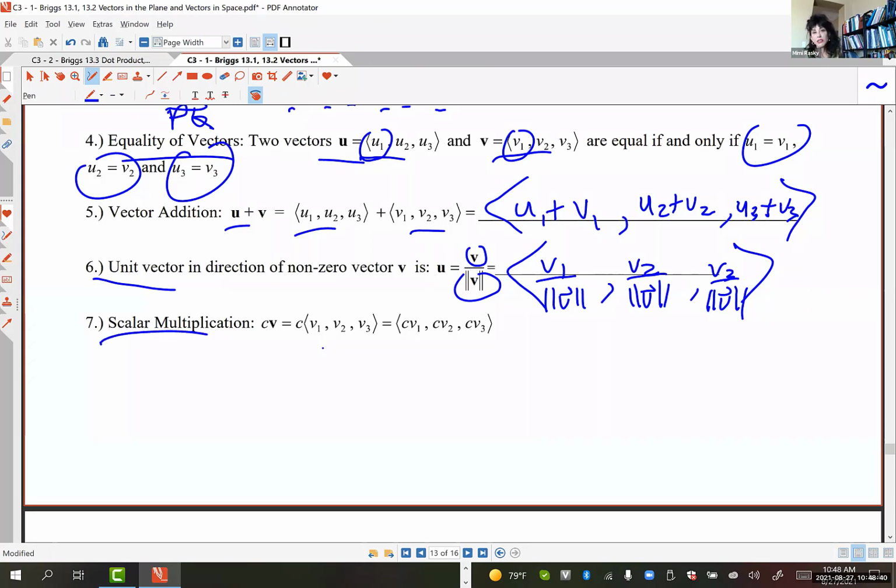Scalar multiplication in 3D is similar to 2D. You do want to distribute your scalar over your components. And scalar multiplication just means that you're stretching or shrinking your vector. That's what scalar multiplication does to it.